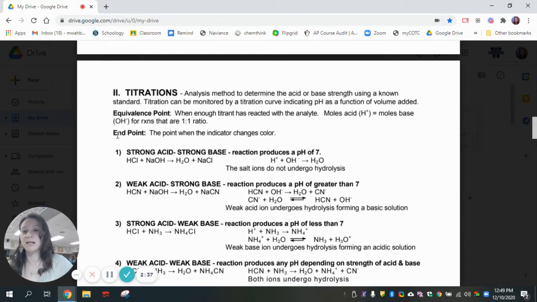So you want to pick an indicator that has an endpoint close to where your equivalence point is. The endpoint is when the indicator changes color. The equivalence point is when your reaction is done. So you want the change in color to match where your equivalence point is. So they're different things.